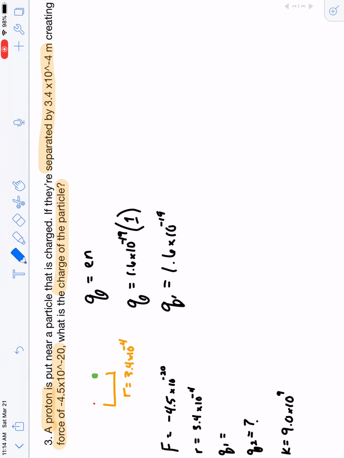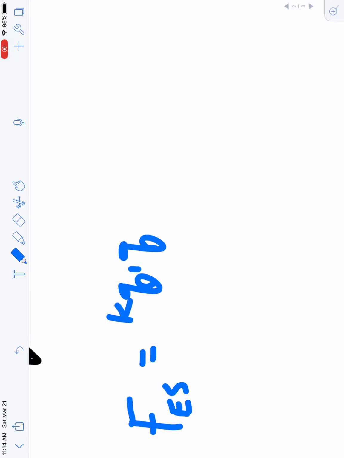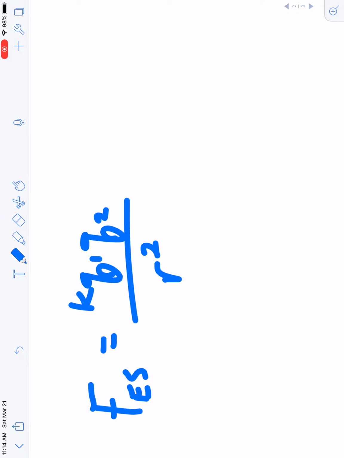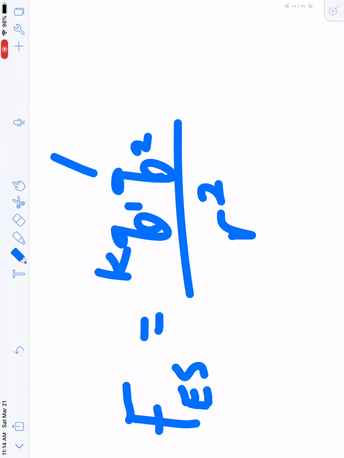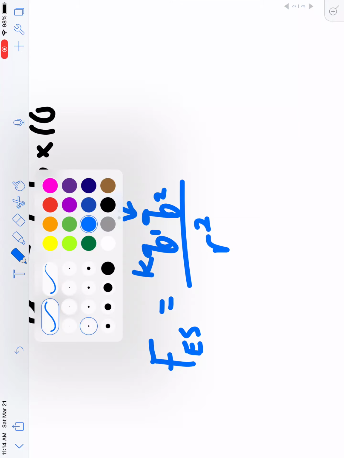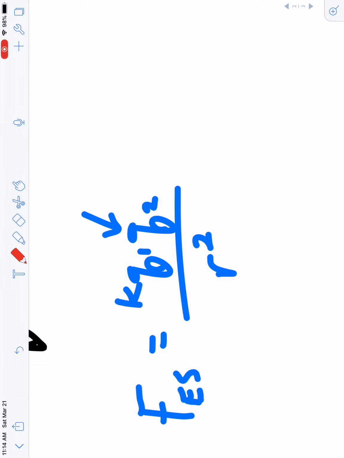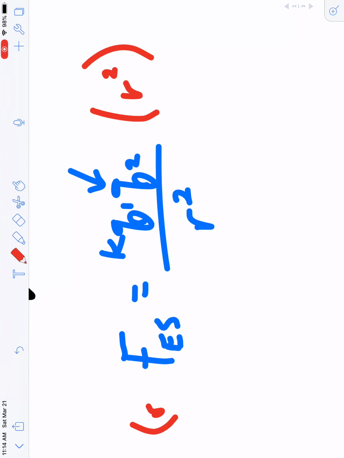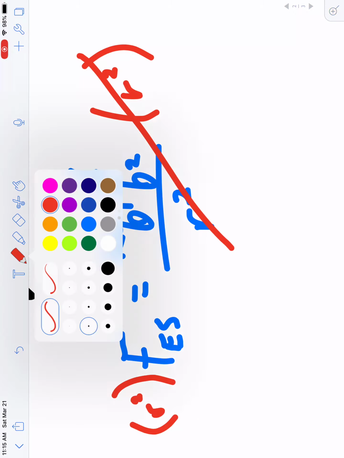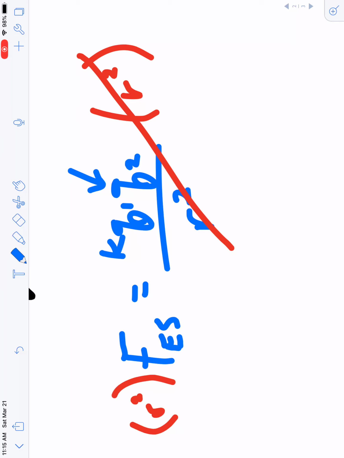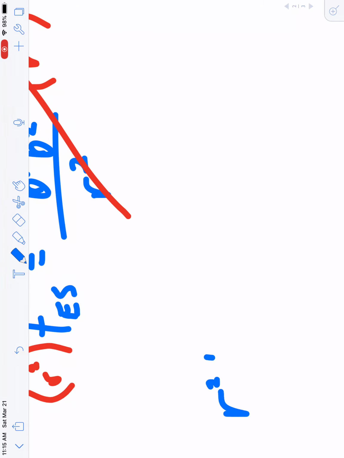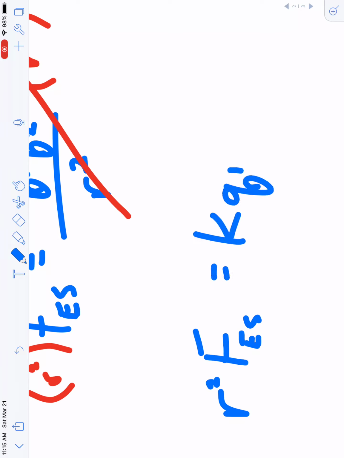So same exact thing as we did last problem. This is just going to require some algebra. The electrostatic force equals K, Q1, Q2 over R squared. We are looking for Q2. First step we should do is to get rid of this fraction. So let's multiply by R squared on both sides. R squared on the right cancels, leaving us with R squared times the electrostatic force equals K, Q1, Q2.